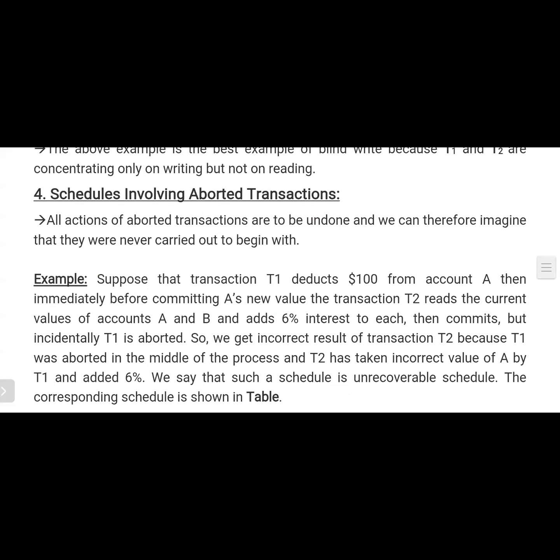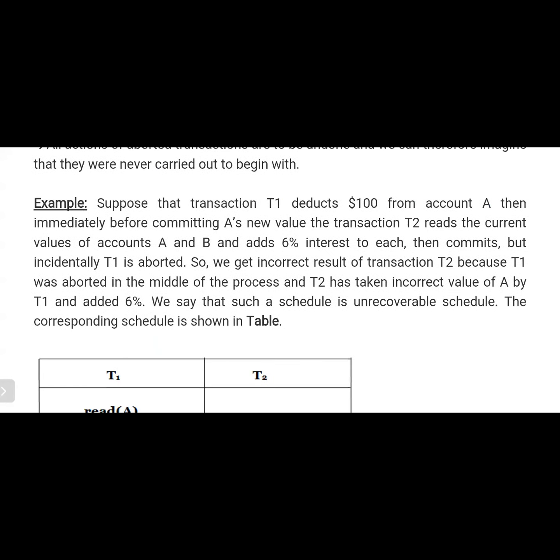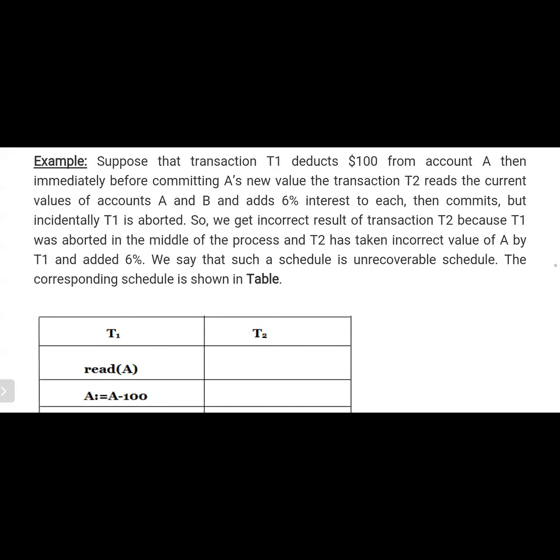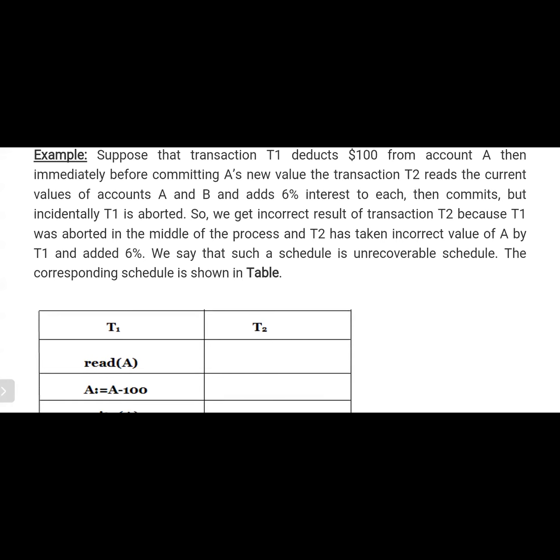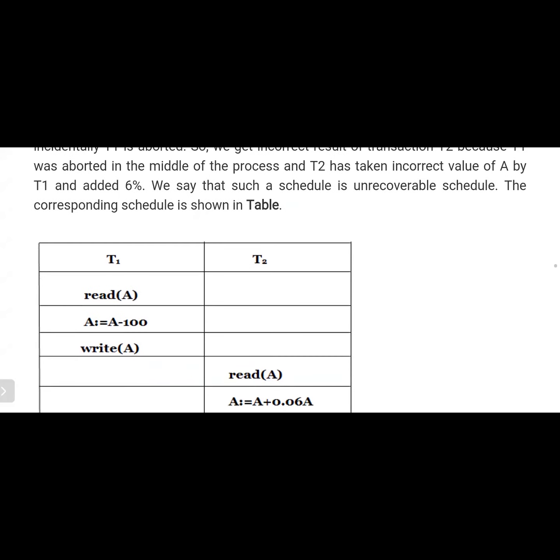So now we discuss the schedules involving aborted transactions. All actions of aborted transactions are to be undone, and we can therefore imagine that they are never carried out to begin with. For example, transaction T1 deducts 100 rupees from A, and then immediately before committing, transaction T2 reads the current value of accounts A and B, adds 6% interest to each, then commits, but incidentally T1 is aborted. So we get an incorrect result in T2, because T2 has taken the incorrect value of A written by T1 and added 6%. We say that such a schedule is an unrecoverable schedule.